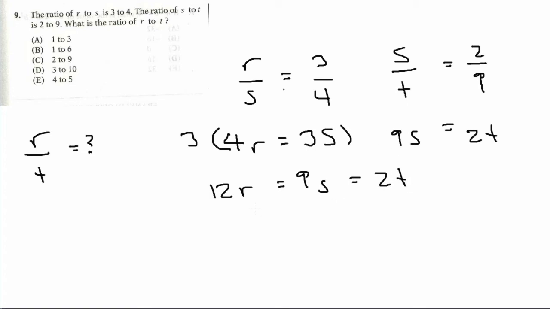Okay, so now what I want is R to T. So I have R here, and I want to bring T below. So I'm going to divide both sides by T to get rid of that, and I'm going to divide both sides by 12 to do that. So R to T equals 1 to 6.